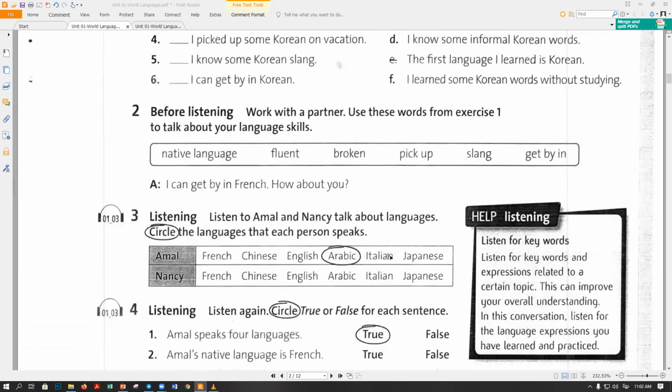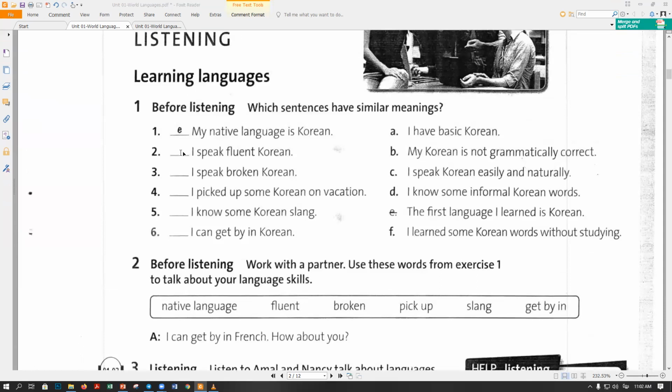So look at exercise 2. Okay, let me read for you. 1. My native language is Korean. I speak fluent Korean. I speak broken Korean. I picked up some Korean on vacation. I know some Korean slang. I can get by in Korean.